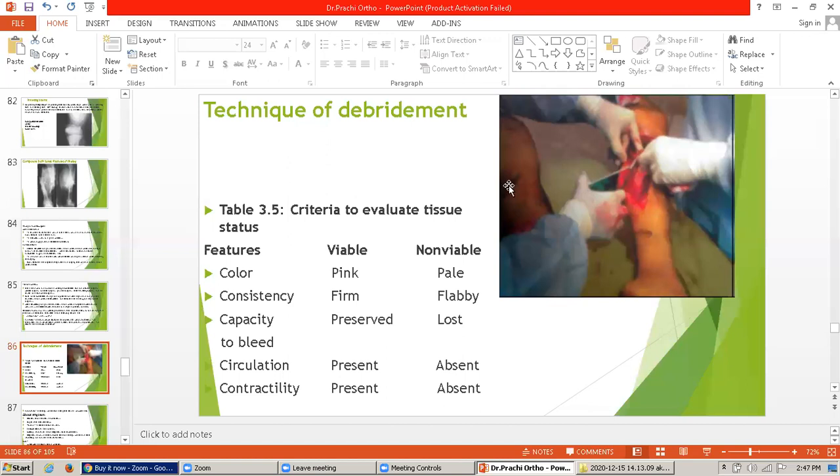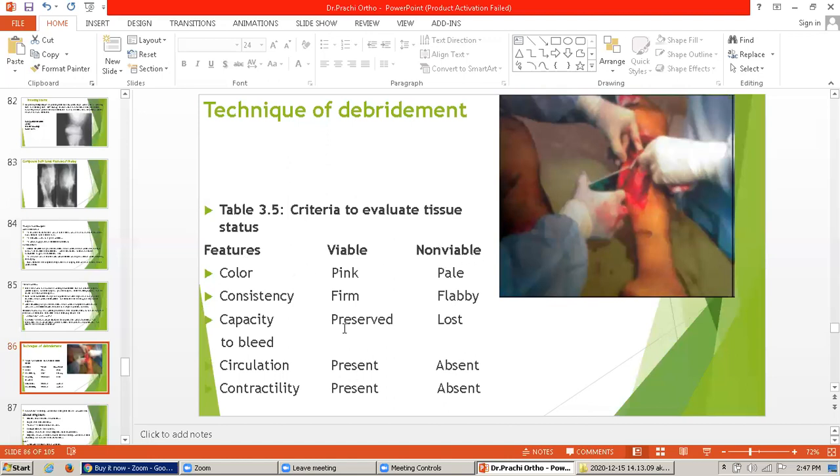In the criteria to evaluate tissue status, if the tissue is pink in color then it is viable, and if it is pale then it is non-viable. If the consistency of the tissue is firm then it is viable, and when it is flabby then it is not viable.